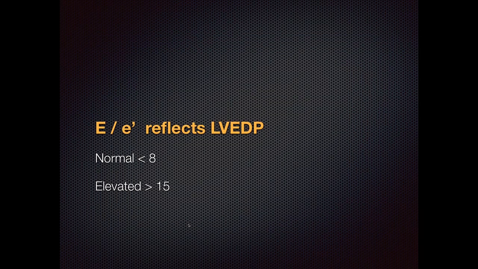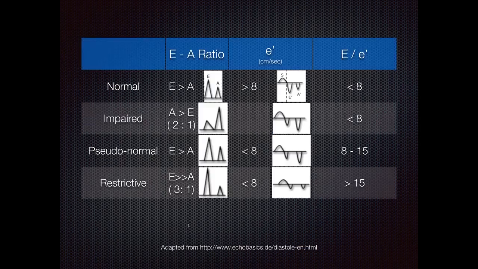And one last point I'm going to make is that big E, or E to the E prime ratio, conveniently happens to reflect LVEDP. So normal end diastolic pressure should be less than 8. Higher or greater than 15 is reflective of high end diastolic pressures. So there you have it.